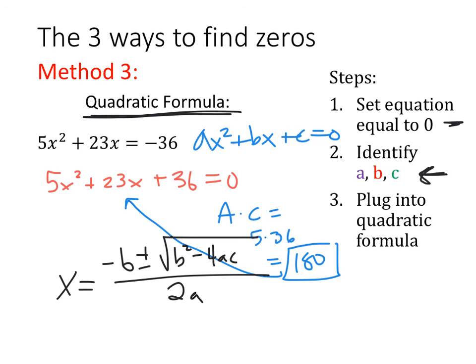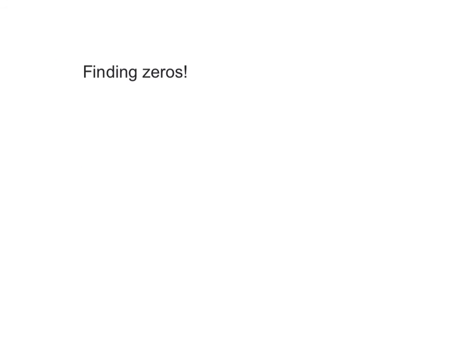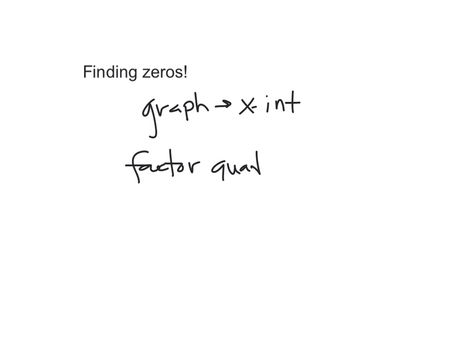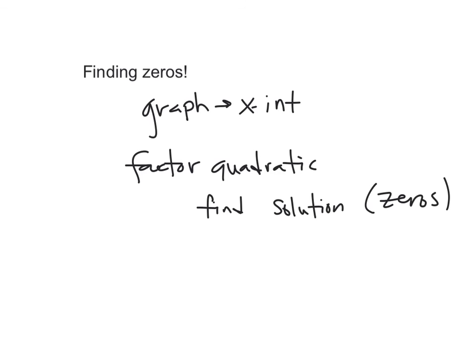So if we go back and look at what we were doing, we were simply finding zeros. When we found zeros, we could either graph and find the x-intercepts, or we could factor our quadratic and find solutions. So we found the zeros. The idea is that we have two options that we're going to be working on: graphing and factoring. And then we can work on identifying intervals of increasing and decreasing and using our quadratic formula. And so that's going to be it for this section of the video.